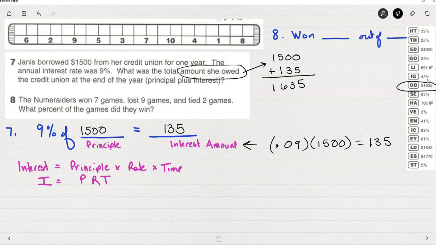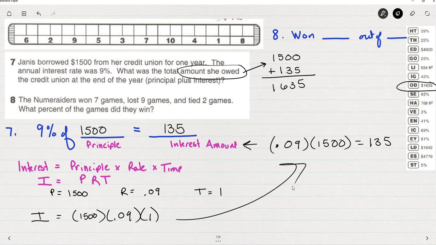I put this note so I'd remember to share this. You might be familiar with I equals PRT. Interest equals principal times rate times time. In this case, the principal is 1,500. The rate, 9%, is 9 hundredths, 0.09. And time is 1 year. So our interest amount is 1,500 times 9 hundredths times 1. Same thing we did here.